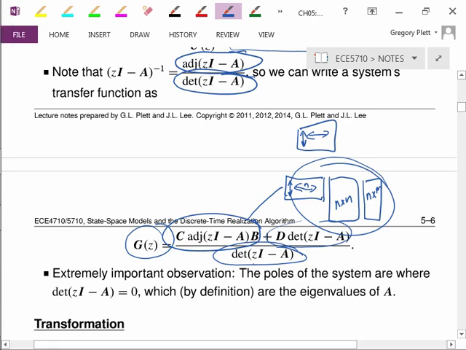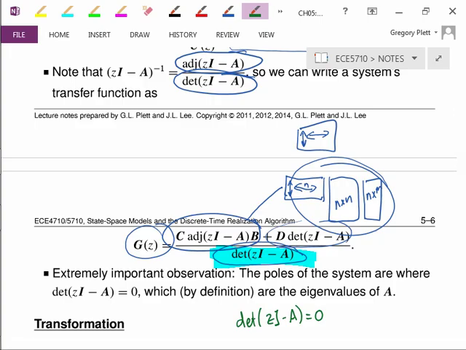In any case, one very important observation for understanding state space forms is to recognize, by comparing the transfer function to the state space form using this process, looking at the denominator of the transfer function we get, the poles of the system would be the locations where determinant of zI minus A equals 0, and those are, by definition, the eigenvalues of the A matrix. So if you have a state space form, you want to know what the poles are, you look at the A matrix only, and you find its eigenvalues. Those are the poles.